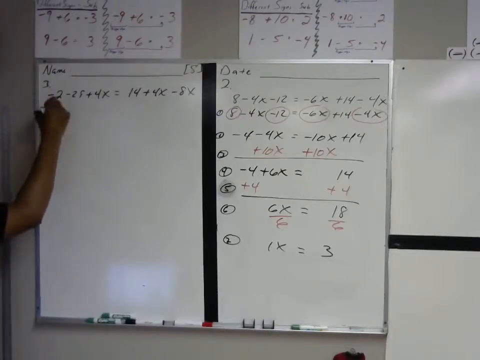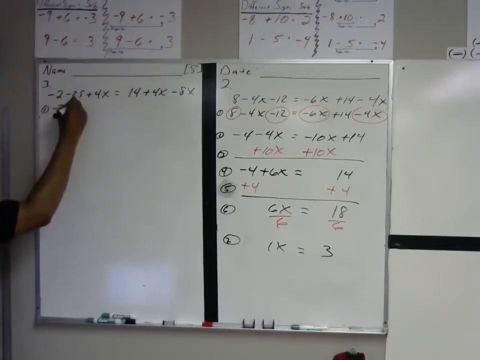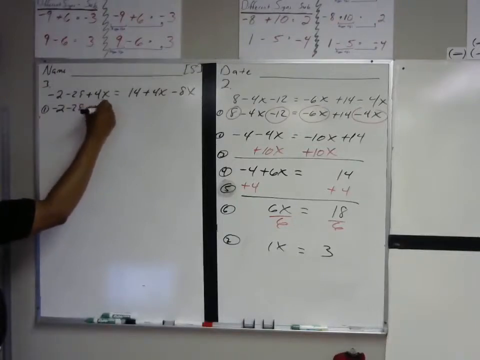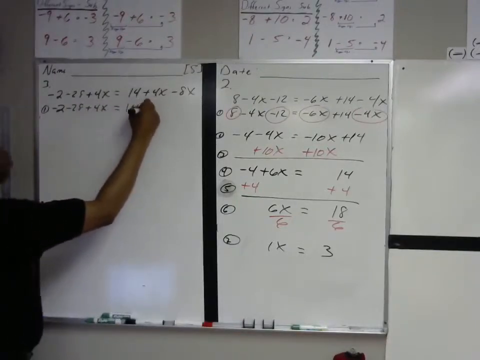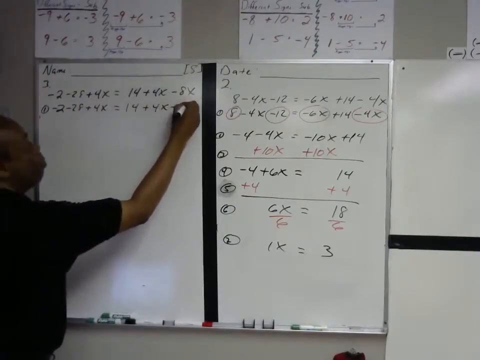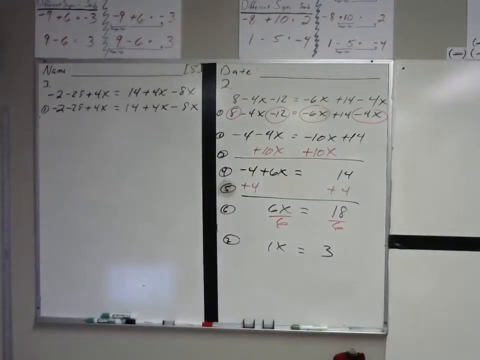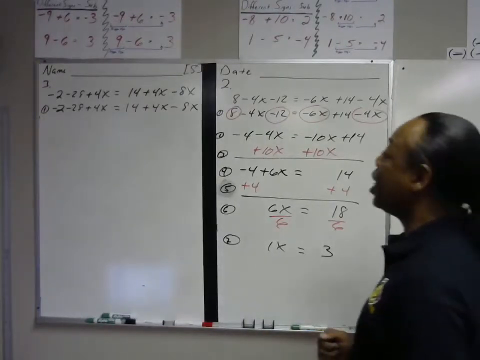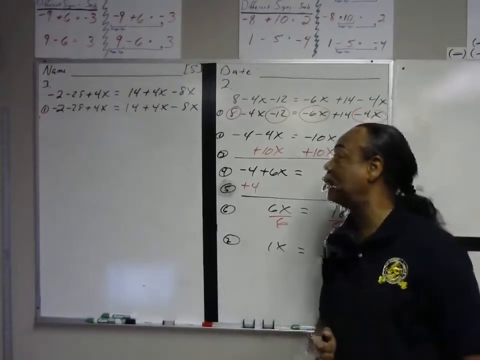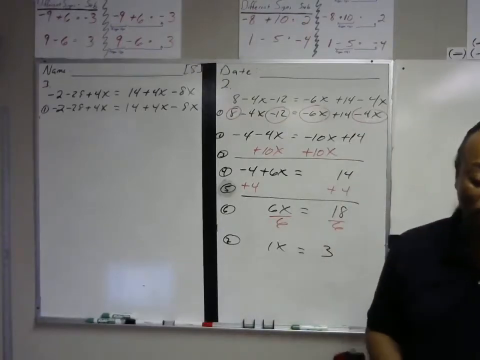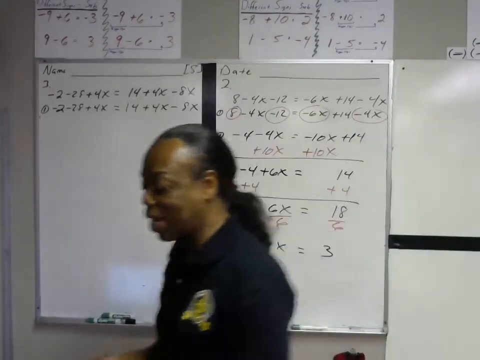Sorry. First step, class, write down -2 minus 28 plus 4x equals 14 plus 4x minus 8x. Again, write down -2 minus 28 plus 4x equals 14 plus 4x minus 8x.